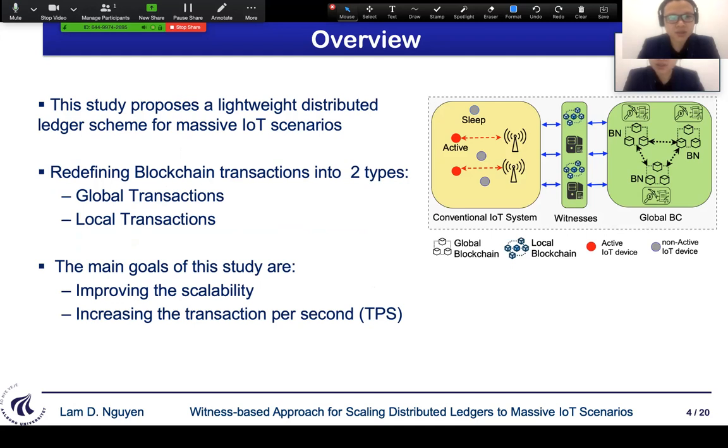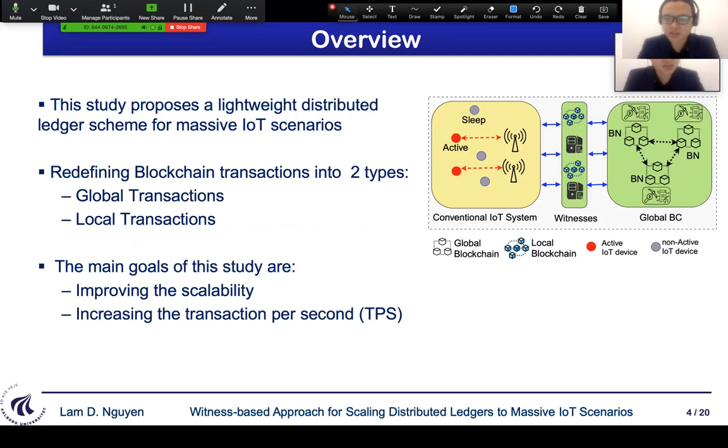In this paper, we propose a lightweight distributed ledger scheme for massive IoT scenarios. We redefine the traditional blockchain transaction into two types. The first one is a global transaction. The second one is a local transaction.